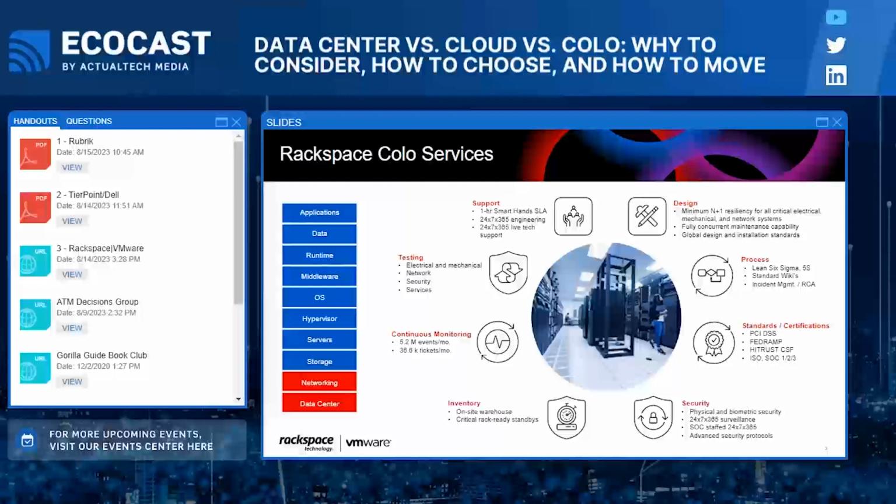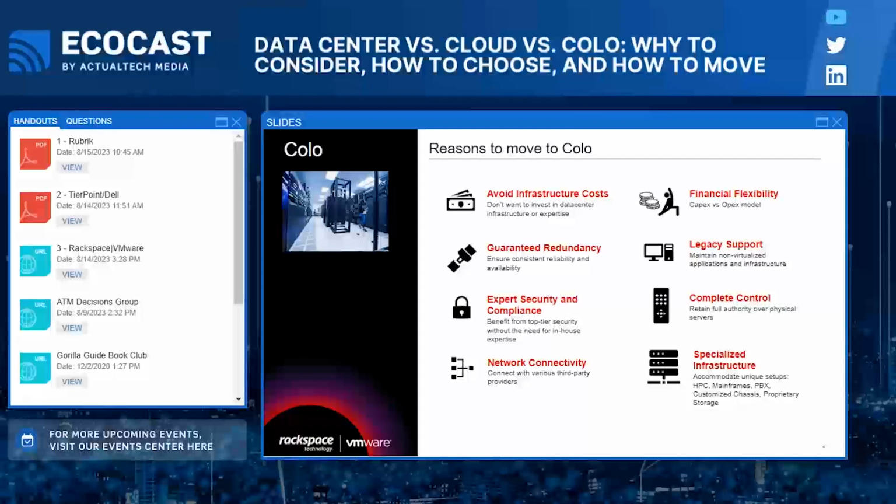So, reasons to move to Colo. I think you might have heard some of this in the presentation early on, but I'll still go over it again. One of the key things is avoiding data center costs. Right now, running and managing your own data centers isn't necessarily a competitive advantage, especially with a lot of outsourced data centers out there. Some customers just don't want to deal with that, so that's one of the key reasons for moving to Colo.